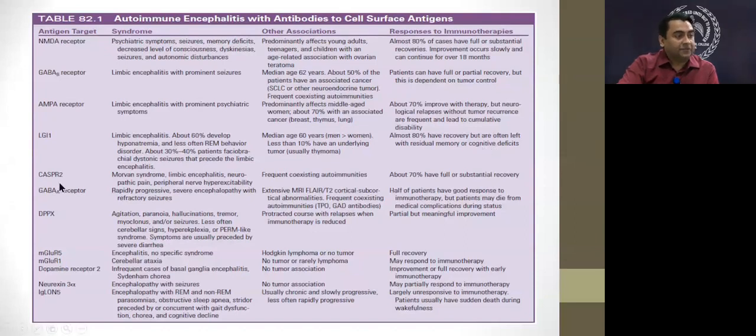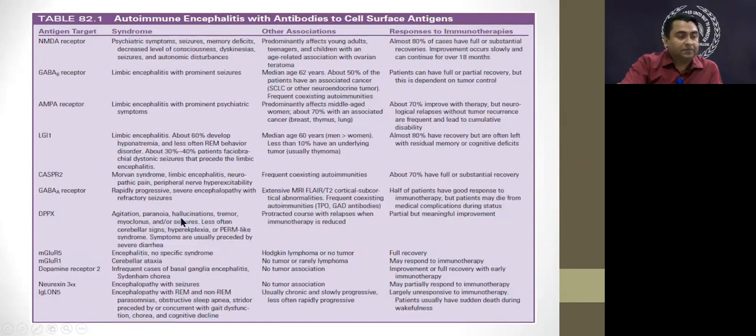Caspr2 antibody, with CNS plus PNS involvement, may present as Morvan syndrome, and can also have limbic encephalitis. It can have other antibodies associated in the syndrome, and has a full to substantial recovery with immunotherapy. GABA-A receptor antibody cases may be rapidly progressive with severe encephalopathy and typically refractory seizures, in more than 90%. The imaging here may be distinctive compared to the other types of encephalitis, where there is a flair hyperintensity in the cortical and subcortical areas that are involved.